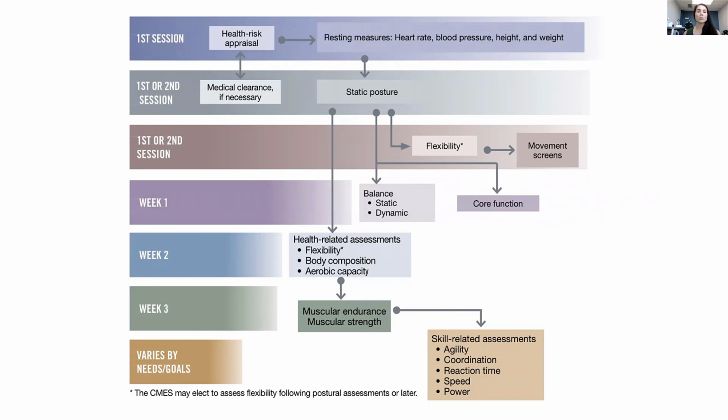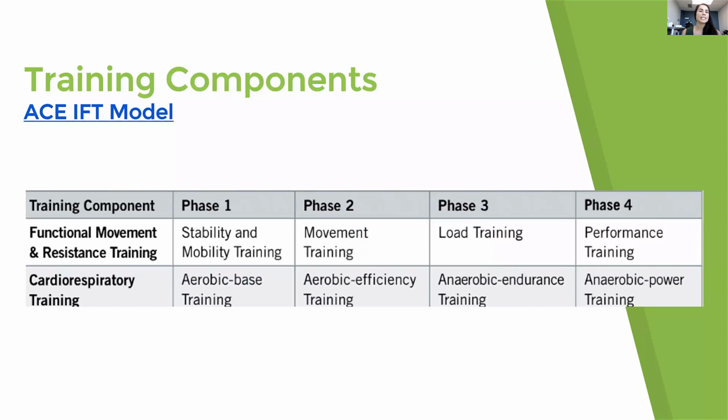And the key here is that what you can see is it's a nice way of taking those assessments and dispersing them throughout about a 3 to 4 week period so that you're not overwhelming your client. This is the ACE IFT model. And I'm not sure how much you've been exposed to this in the past, but this is a really nice model that demonstrates whether you're working with someone from a cardiovascular perspective or resistance training and functional movement, that there's these 4 phases to which our clients can belong, and that's important for us to be able to recognize where they are in this phase.